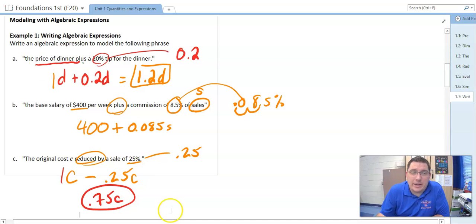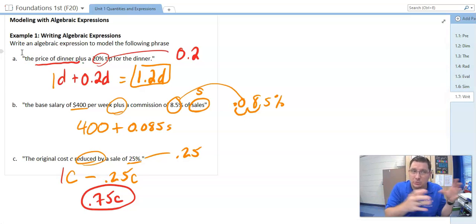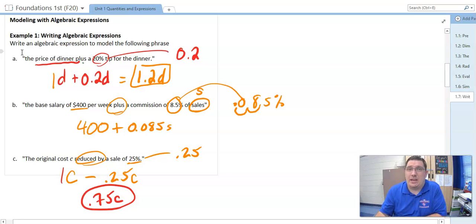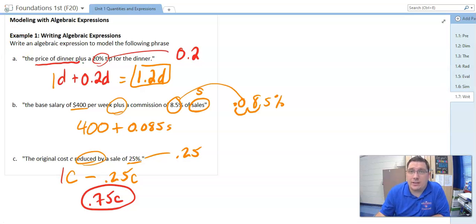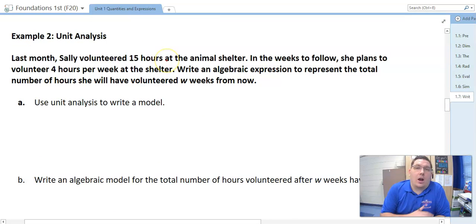So that's how we write algebraic expressions. We've got to take the information we're given, use the words that mean addition, subtraction, multiplication, division, whatever words we're looking at there, and then be able to write out the statement. So next we're going to look at example 2. All right, so we're going to look at example 2 here on unit analysis.